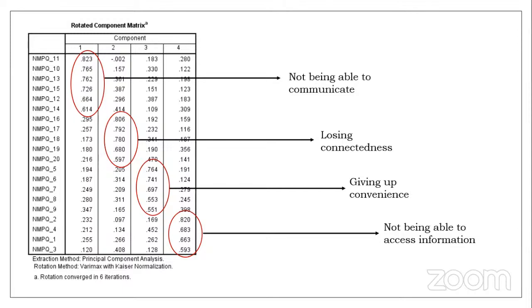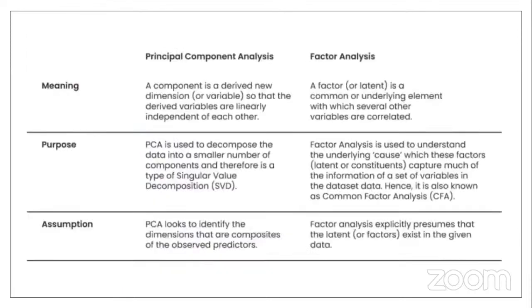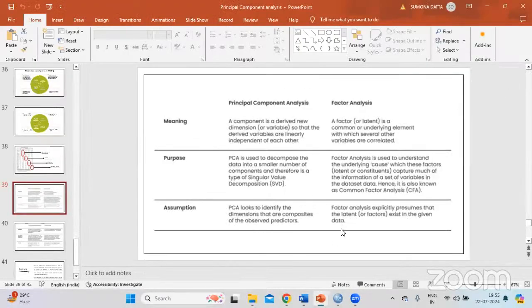So you can see that the kind of factor structure, the components which we extracted here in PCA, fulfill our own theoretical assumptions about the NMPQ questionnaire which was developed originally. All right, so this particular structure confirms the original theoretical assumption. So that's how you can look into it.